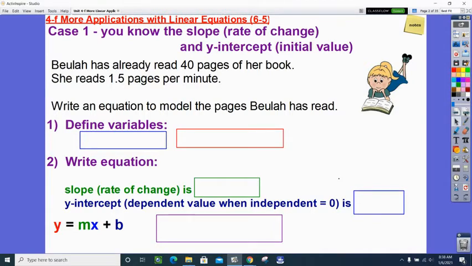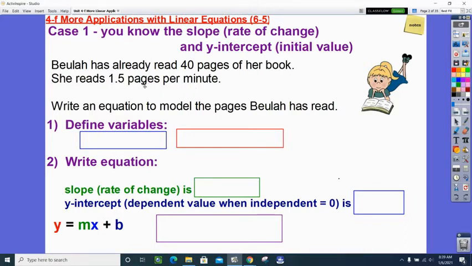So imagine that Julia has already read 40 pages of her book, and she reads at about 1.5 pages per minute. We're going to write an equation to model the pages that Julia has read. So I've already talked to you about the fact that it's really easy to find your slope. So I want you to look at this equation. I'm going out of order here for a reason. And I'm actually asking you to find the slope in the words here. So did you find it that it's the 1.5 pages per minute?